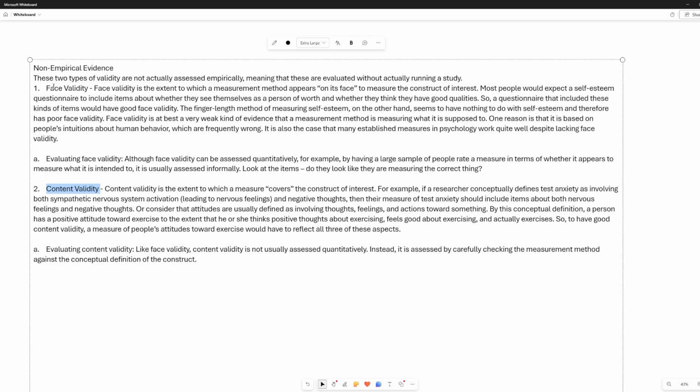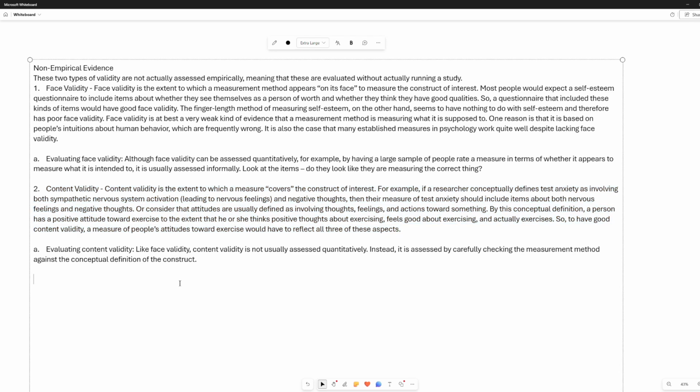And so for both of these, you evaluate the items. Face validity is whether it seems like it's measuring the correct thing, and content validity is a little bit more important here, that you're measuring all of the different aspects of that thing.